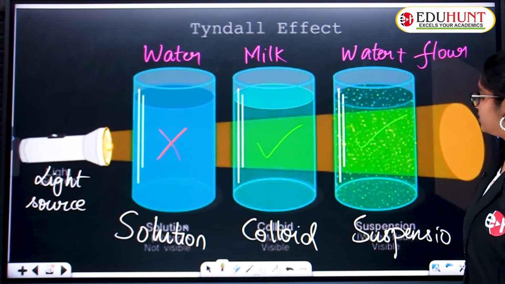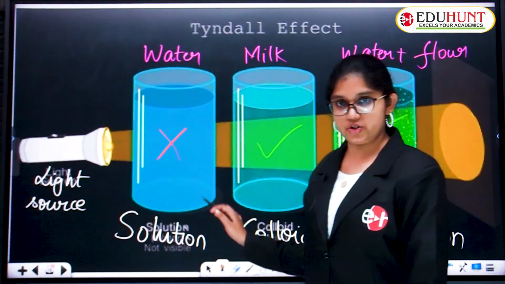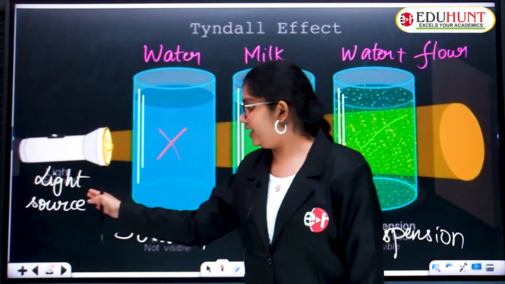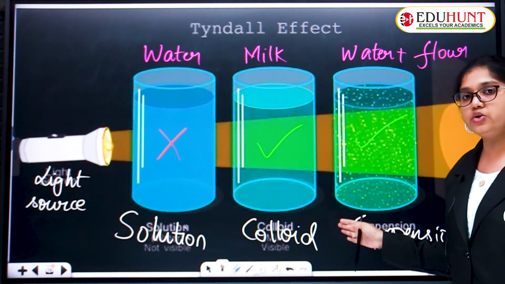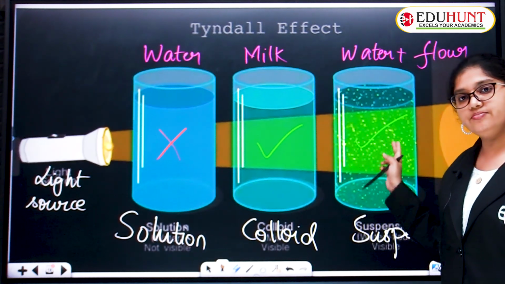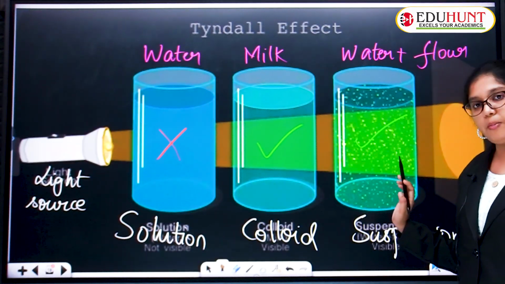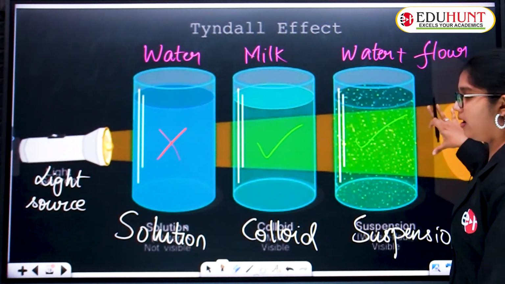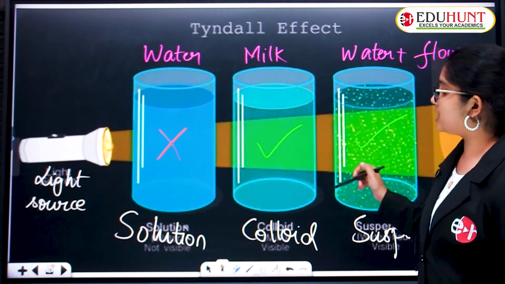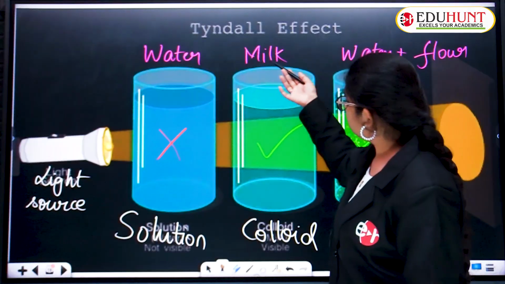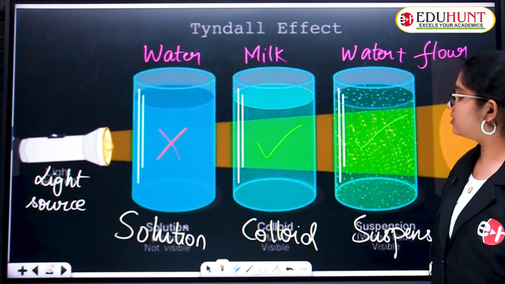It is also there. So here we can just say that in true solutions, homogeneous in nature, the light source will not allow the path of light. Whereas in heterogeneous solutions such as colloids and suspensions, we can see the path of light passing through the particles, and also we can see the scattering of the light beam. Okay, this is all about the Tyndall effect. Examples of solutions here: water taken, milk, and water plus flour. Okay, this is the Tyndall effect, children.